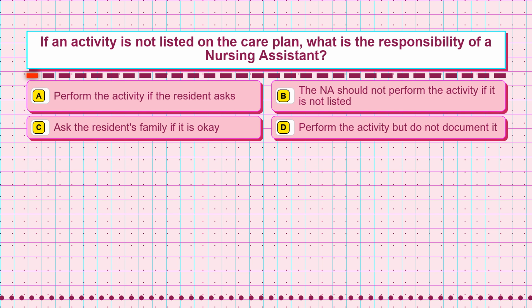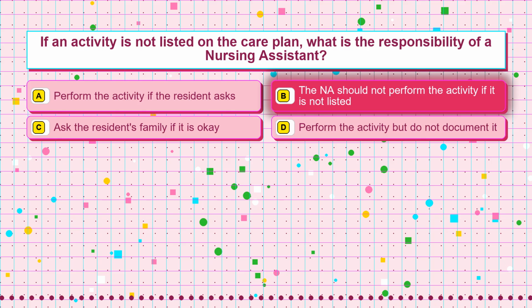Question 64. If an activity is not listed on the care plan, what is the responsibility of a nursing assistant? Option A. Perform the activity if the resident asks. Option B. The NA should not perform the activity if it is not listed. Option C. Ask the resident's family if it is okay. Option D. Perform the activity but do not document it.